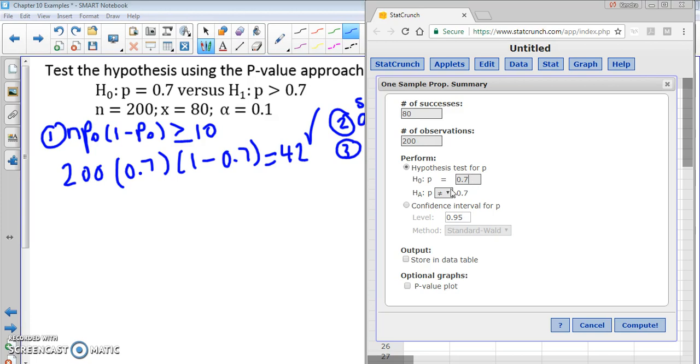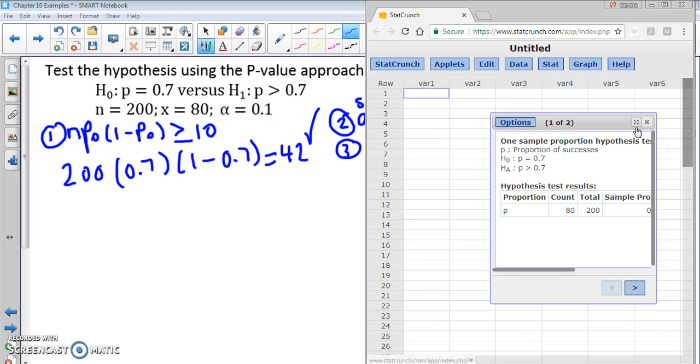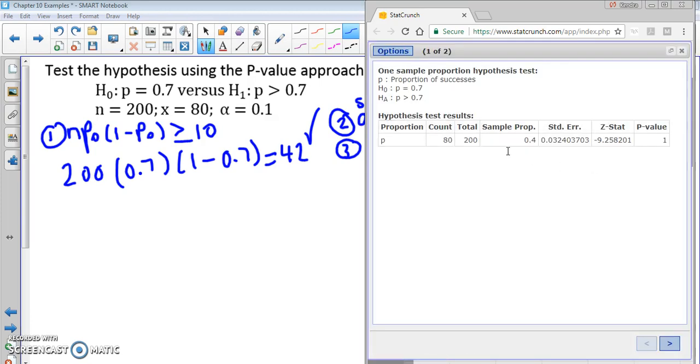And the null and alternative hypotheses: the alternative is p is greater than 0.7. I'm going to check this p-value plot and hit Compute. I'm going to hit this to expand it. So we have here that our p-value is 1.